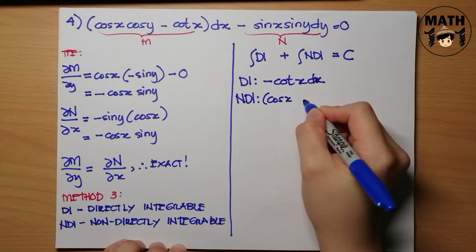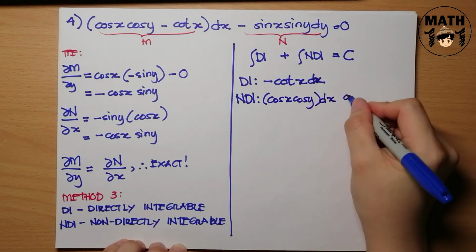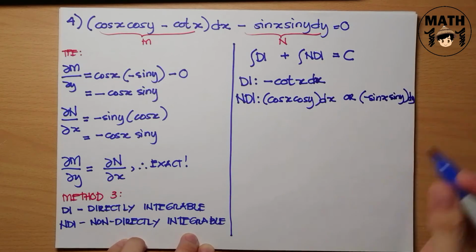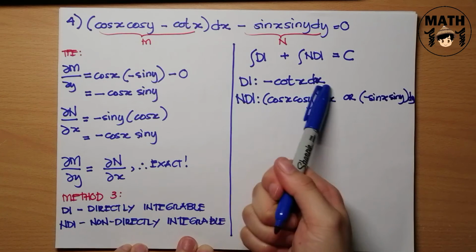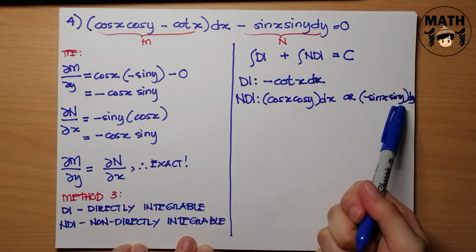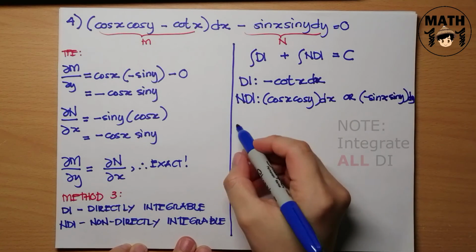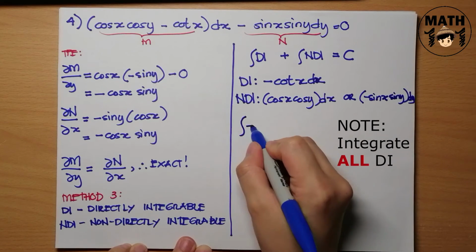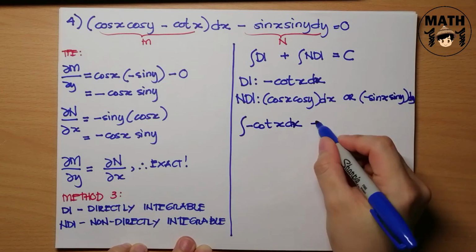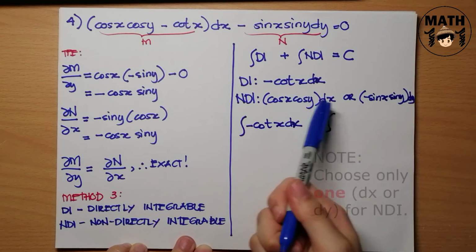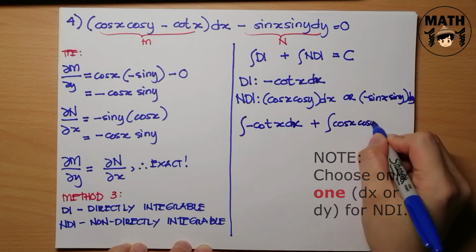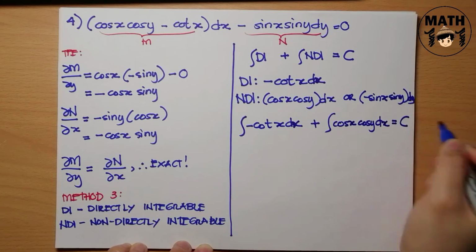Ito, or negative sine of x, sine of y, dy. Take note, lahat ng directly integrable, i-integrate. Kay non-directly integrable, pipili lang kayo kay dx or kay dy. Solve natin to. The integral of negative cotangent of x dx plus the integral of, pili lang tayo ng isa. Ang pipiliin ko ay itong kasama na ni dx. And that is equal to a constant.